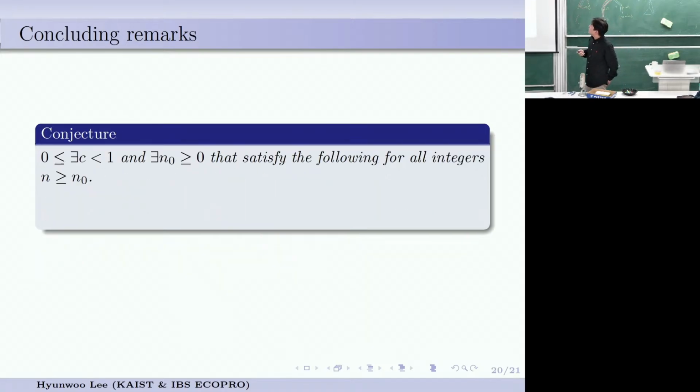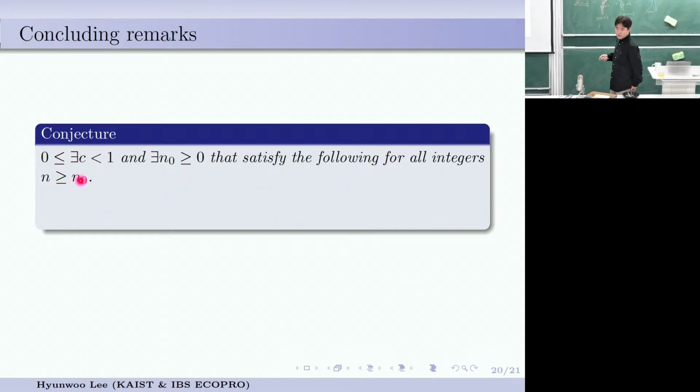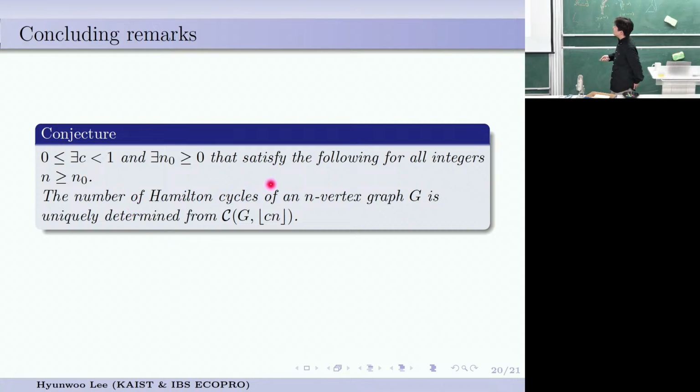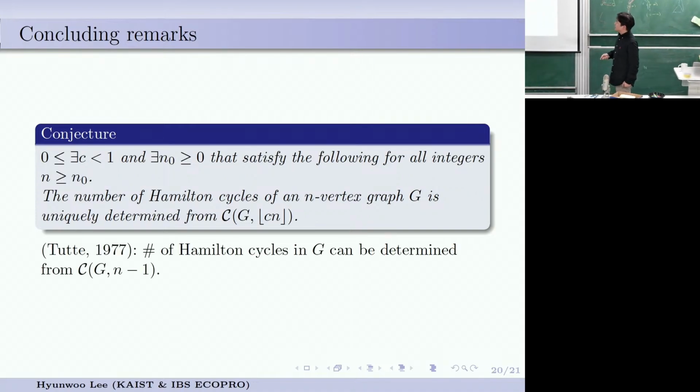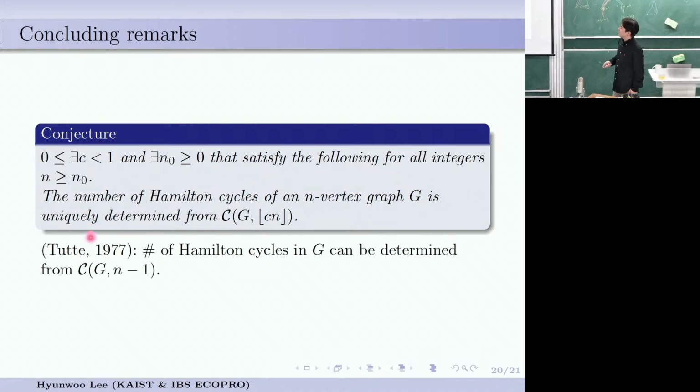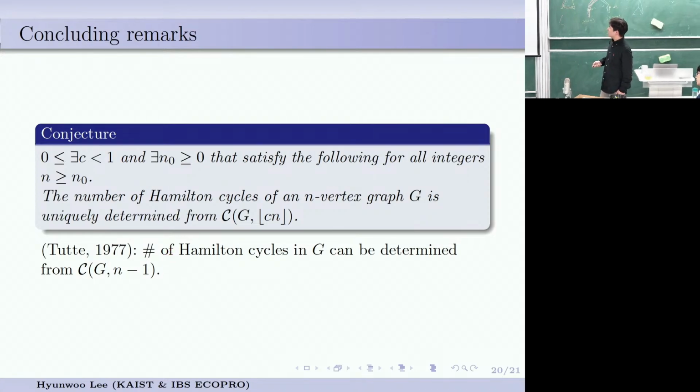And the last concluding remark is about Hamiltonicity. We believe that there exists a constant C strictly smaller than 1, and some very large n0, such that for every large enough n, the number of Hamilton cycles can be uniquely determined from the deck of size roughly C times n. One supporting result for this conjecture was proven by Todd in 1977, and he showed that the number of Hamiltonian cycles in G can be determined from the complete deck of size n minus 1.